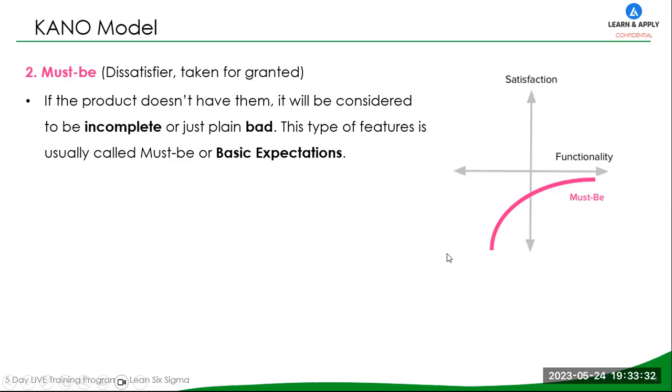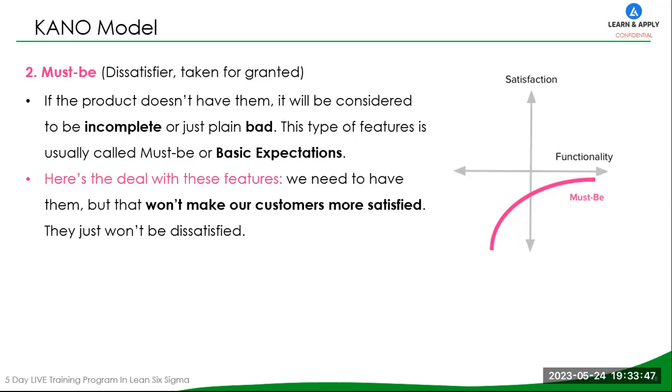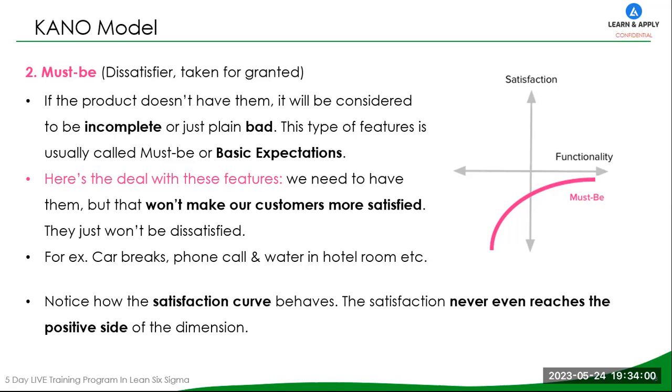If you provide it to the customer, the customer is not going to be satisfied. But if you don't provide it, the customer will be highly dissatisfied. These are called dissatisfiers. Now, why is it so? Because these are taken for granted. They are basic expectations. Let's talk about the brakes of the car, right? Phone or water in the hotel room. This is like a basic necessity. They must be there, right? So these are called dissatisfiers. How does the satisfaction curve behave in the case of dissatisfiers? The satisfaction never even touches the positive side of the dimension.